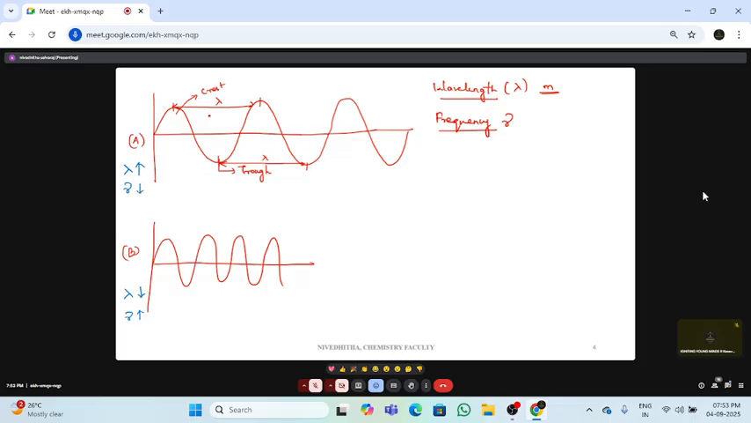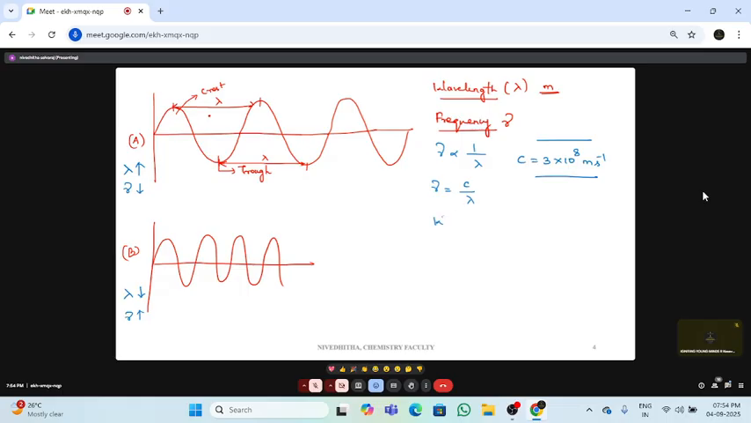So what we can understand is wavelength and frequency are inversely proportional. So nu, that is frequency, is inversely proportional to lambda. I'm going to replace this proportionality symbol with a constant c. And c is nothing but the velocity of light. So what is the velocity of light? 3 into 10 power 8 meter per second. Okay. So this is the relationship between frequency and lambda.